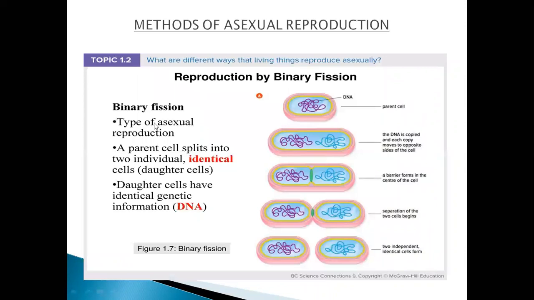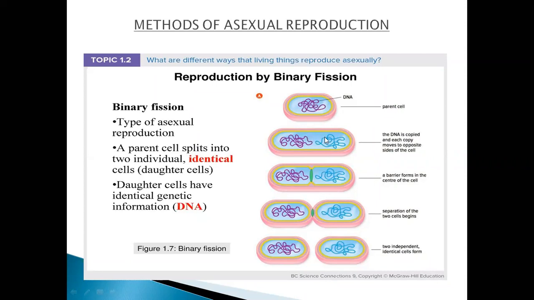Let's see the binary fission. As you know, binary means two and fission means breakdown. So it's a type of asexual reproduction. A parent cell splits into two identical individuals, two daughter cells. Here you can see this is a parent cell, right? It has its nucleus, its DNA.